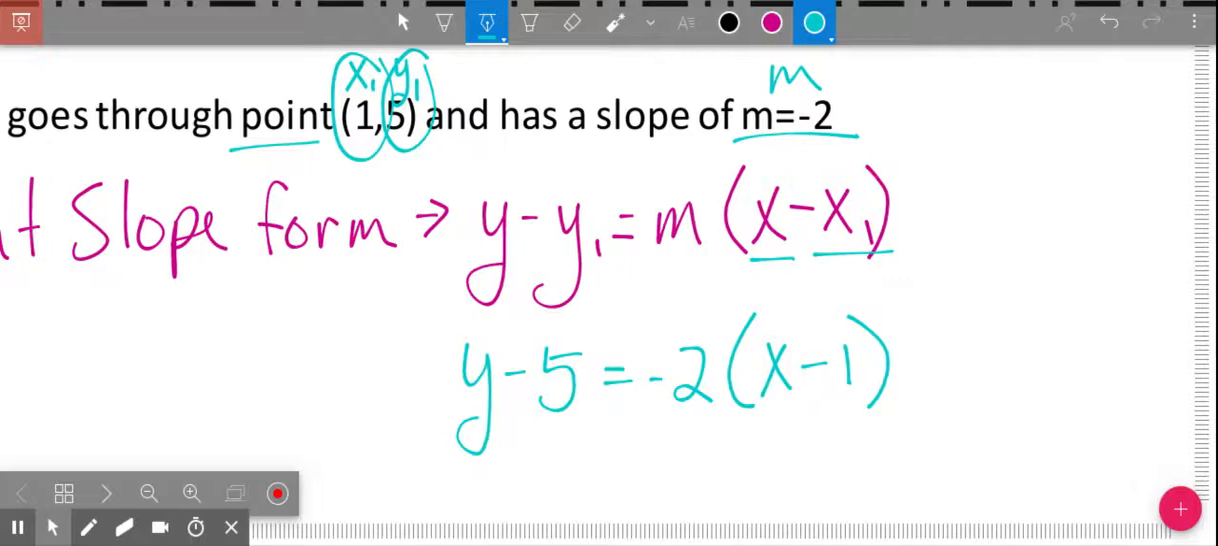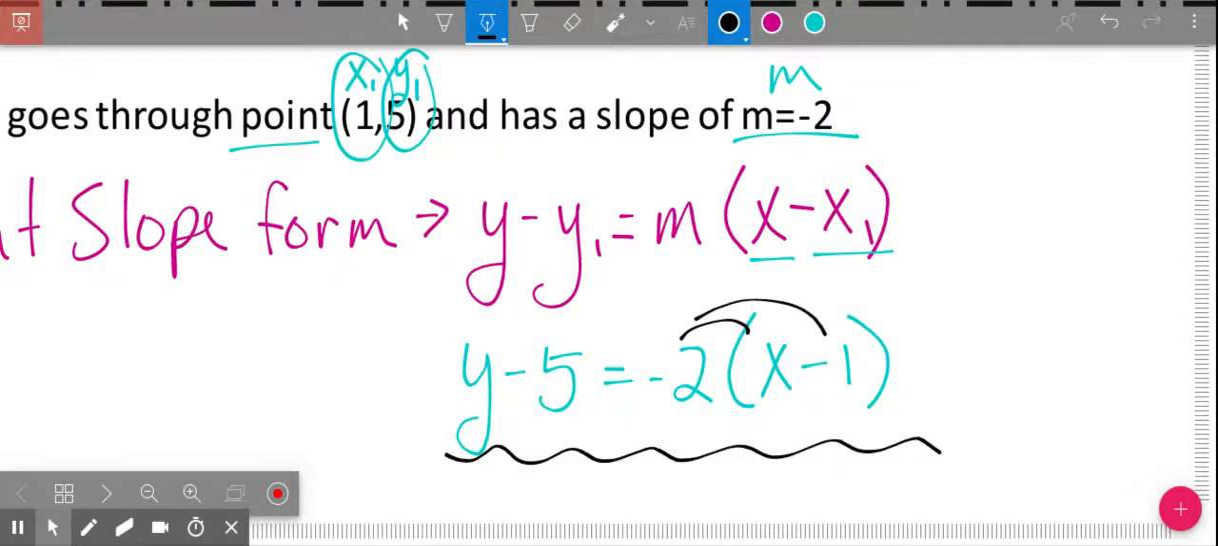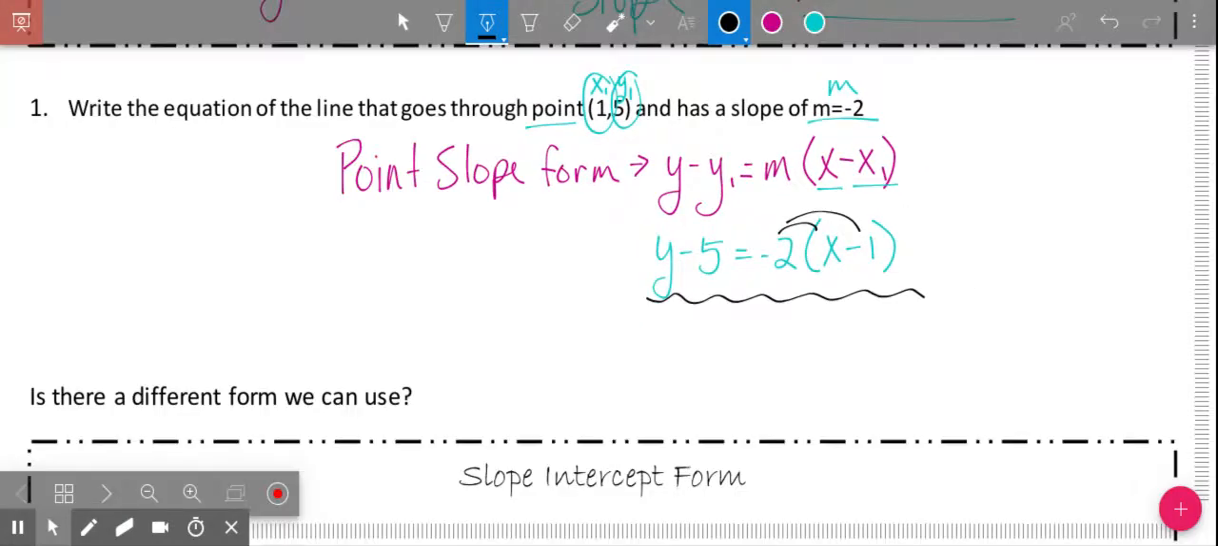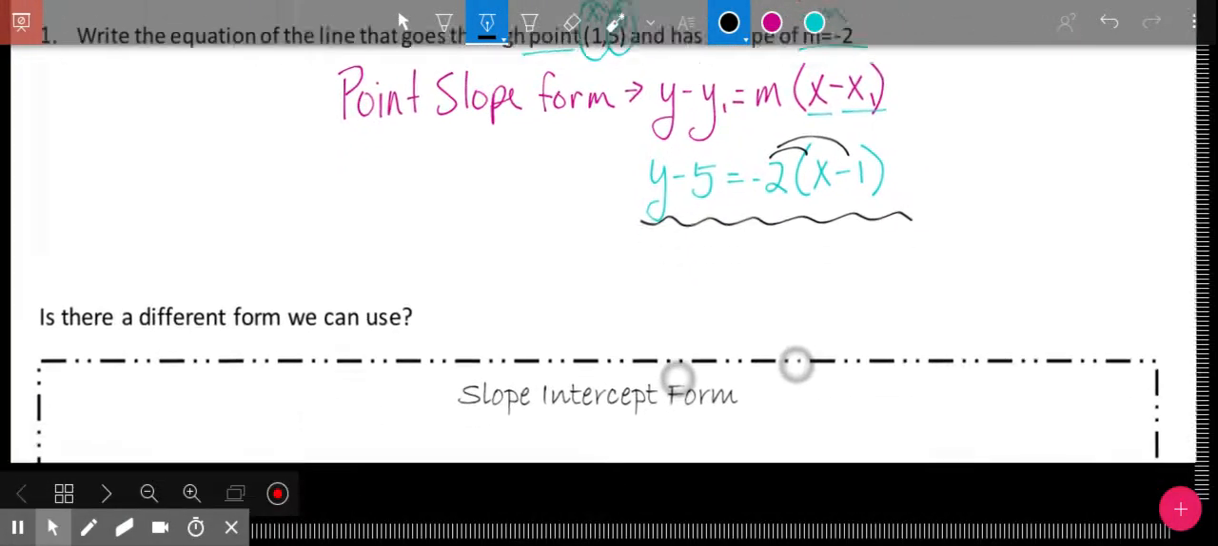In the next step, we're going to practice distributing that and adding the 5 over to get this into slope-intercept form. But if I just ask for the equation in point-slope form, you could be done right here. Because we talked about last week, in order to graph that, you just rearrange it into y equals mx plus b. Since we're talking about slope-intercept form, we're going to go ahead and look at that.